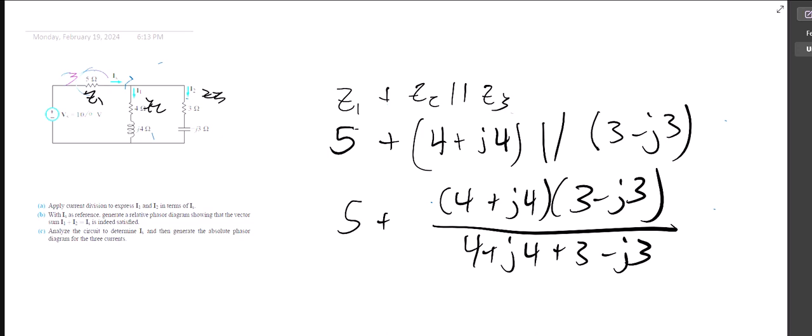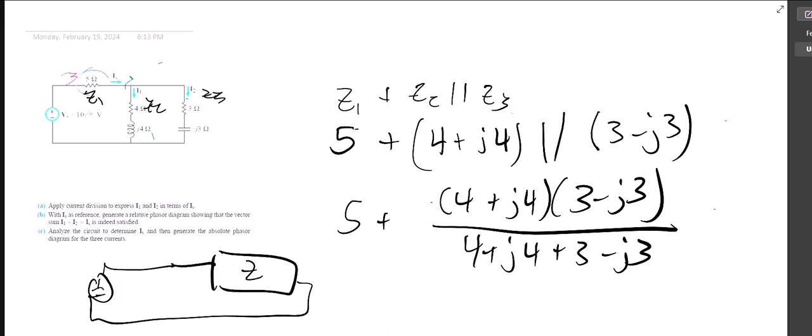But what this does is it gets you the equivalent impedance for the entire circuit, and so then you'll have your voltage and you'll have the equivalent impedance, and from that you can get the source current. So that would be the source current right there, IS in this particular example. And then in this example, it says to apply current division to get I1 and I2.